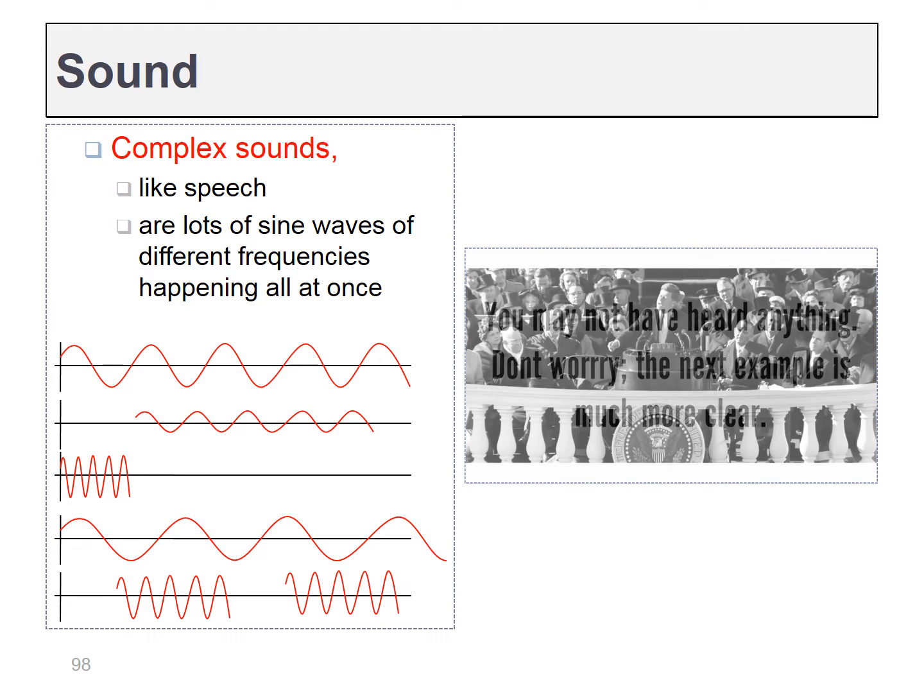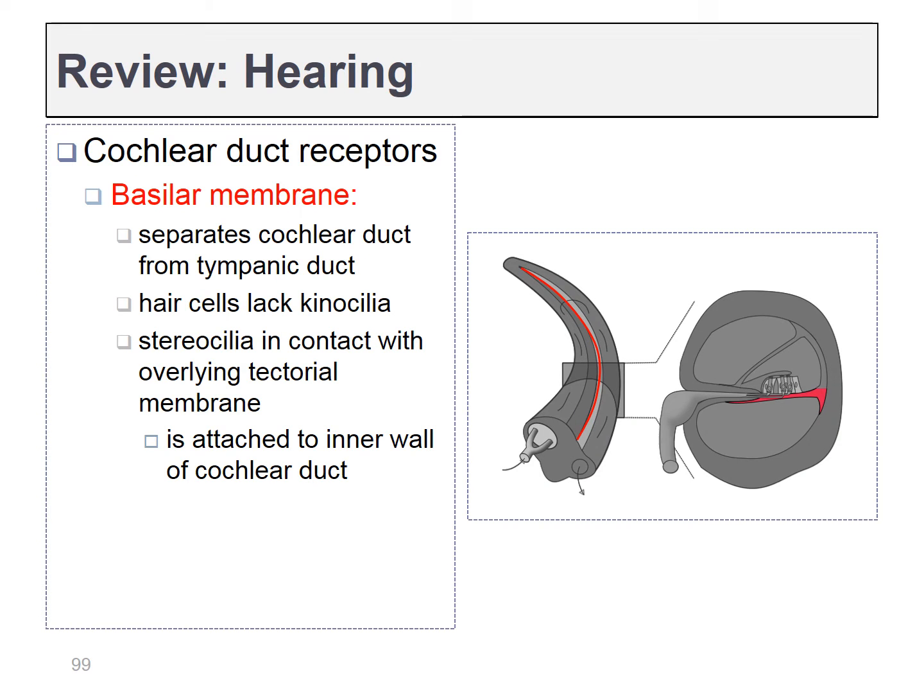Okay, so hopefully that illustrated that complex sounds like speech or music are really nothing more than a whole bunch of sine waves happening at the same time. Sine waves that have different frequencies, amplitudes, and may or may not be in or out of phase with one another. I bring that up because it's going to be an important factor in how the organ of Corti works.